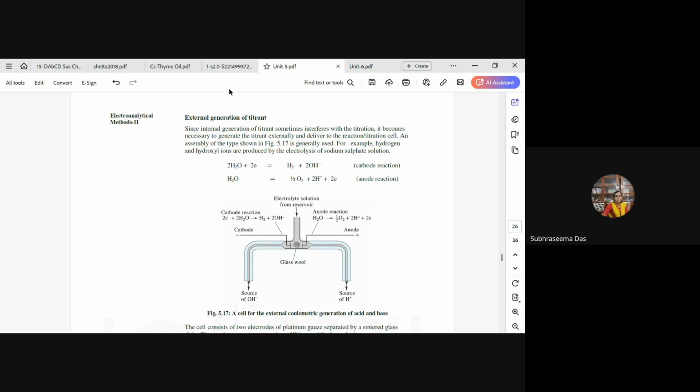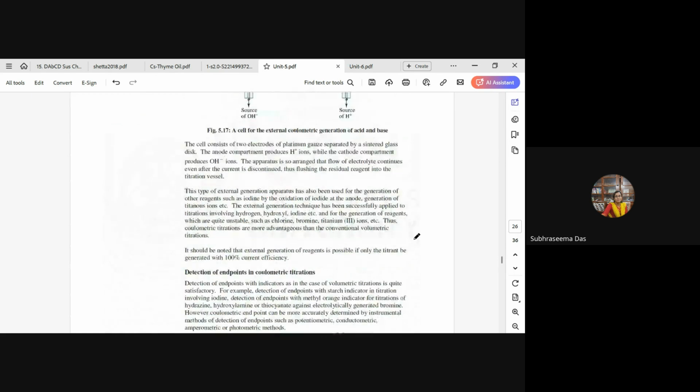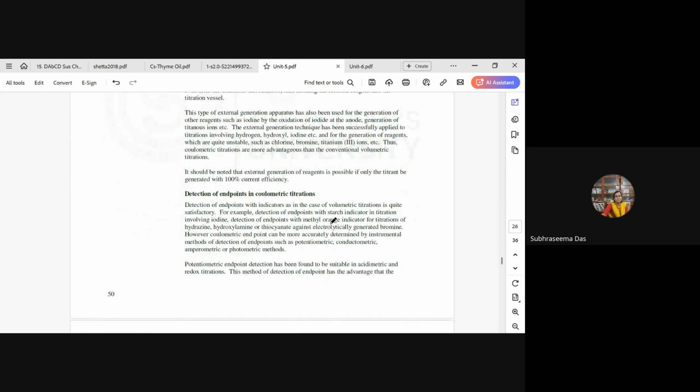For example, the hydrogen and hydroxyl ions are produced by the electrolysis of sodium sulfate solution. Here, at the cathode, H2 is generated. At the anode, from H2O, O2 is generated. So here the cell consists of two platinum gauze electrodes which are separated by a sintered glass. This type of external generation apparatus has been used for the generation of other reagents such as iodine by the oxidation of iodide at the anode, etc.